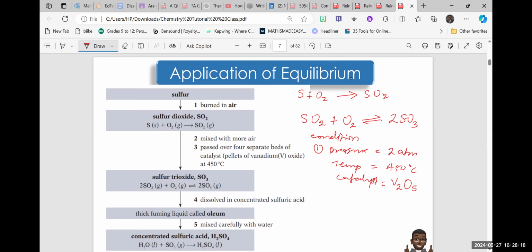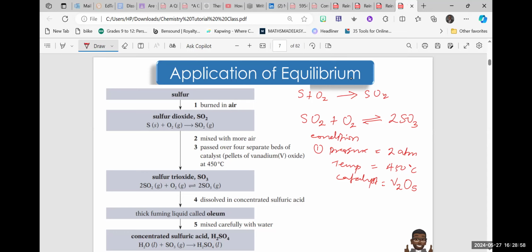So these are the conditions for the contact process. This is the only reaction here in the contact process that is a reversible reaction. If it's a reversible reaction, it means that the application of equilibrium will come in here. But let's first run through the contact process. You need to know all the steps. Step one, burn or roast your sulfur in oxygen to form sulfur dioxide. Step two, the sulfur dioxide formed is further oxidized to sulfur trioxide, and that reaction is the equilibrium reaction.